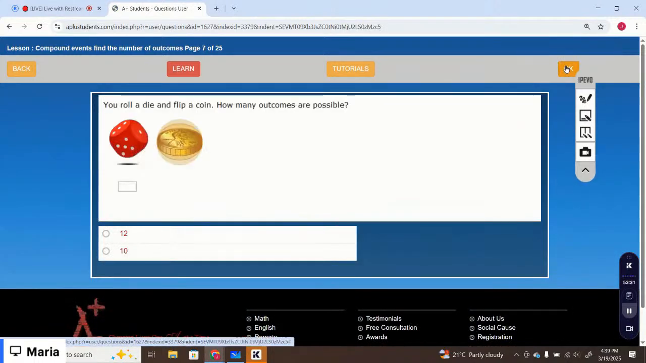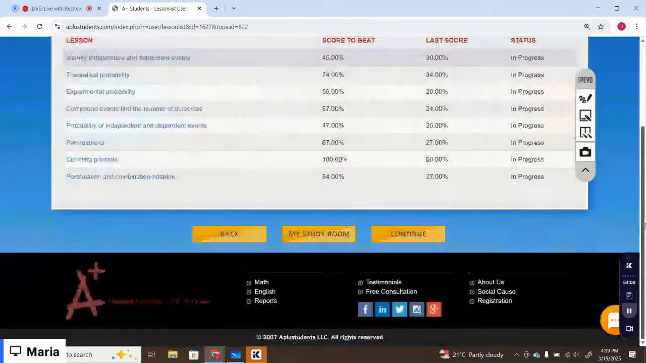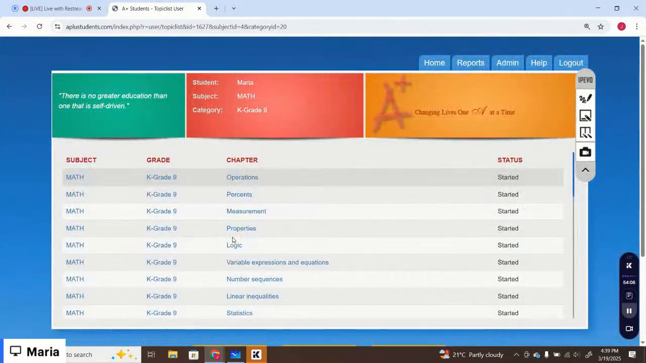Okay, you can complete the lesson by yourself later today. So we were working on grade 9 math. The chapter we were working on is probability. And the lessons we have covered today are identify independent events, theoretical probability, experimental probability, and compound events, finding number of outcomes. So please make sure before the next session you complete all the practice questions for the lessons you just did. That is your homework until next session.